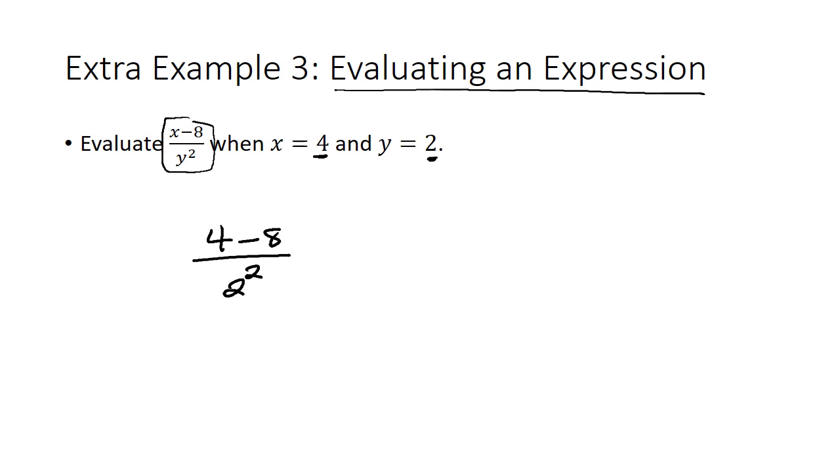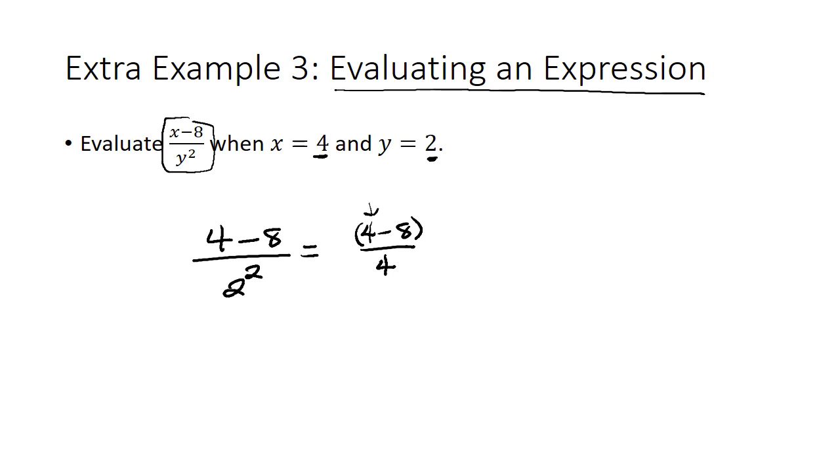So 2 squared is going to be 4. So this is going to be equivalent to (4 minus 8) all over 4. Now, as we look at this, there's two ways that we can look at this. We can look at this as 4 minus 8 inside parentheses, and that's the one we're going to look at right now because we're taking this whole expression and we're dividing that whole expression by 4.